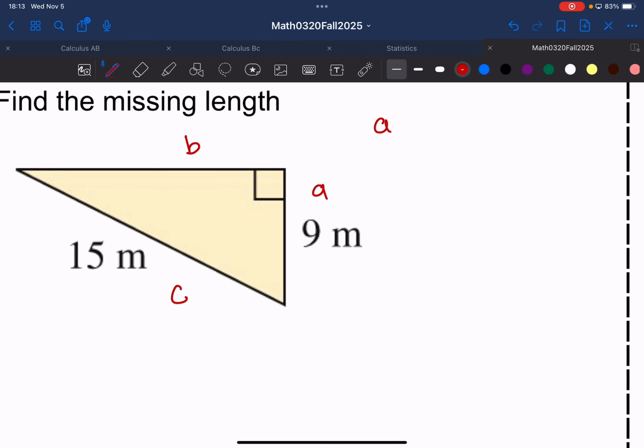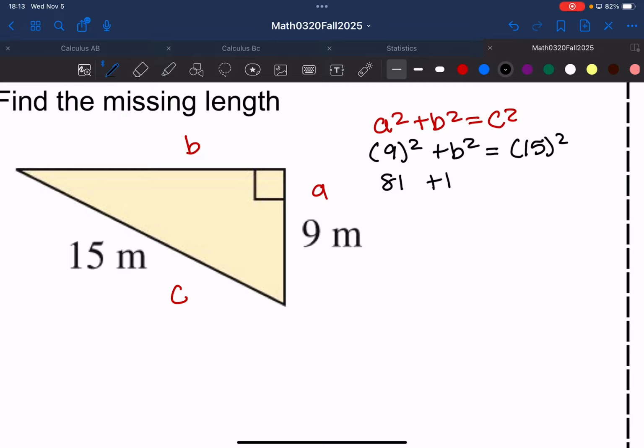Okay, so I'm using my formula A squared plus B squared equals C squared. In my case, A is 9, so this is 9 squared plus B squared, that's what I'm trying to find, equals 15 squared. Okay, then I simplify. What is 9 squared? 81. Bring down my B squared. What is 15 squared? 225.